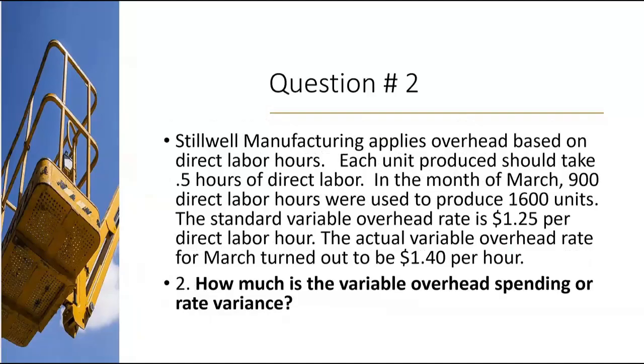And this whole sim is going to be based on the same fact pattern unless otherwise noted. Question number 2 asks, how much is the variable overhead spending or variable overhead rate variance? Which means, did we spend more or less than what we budgeted on variable overhead? And variable overhead is based on, how do they apply it? It's based on direct labor hours. And how much did we actually spend versus what was expected to be spent?